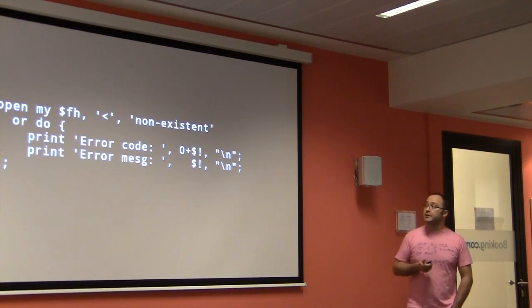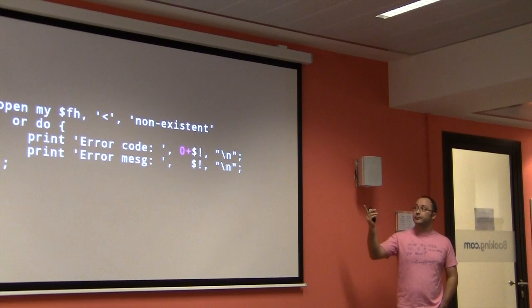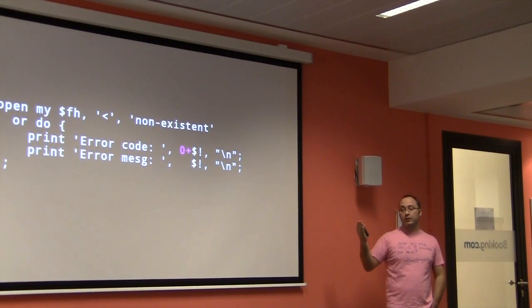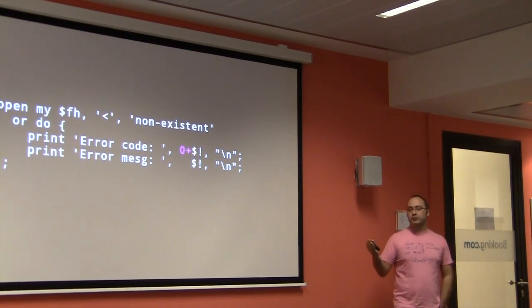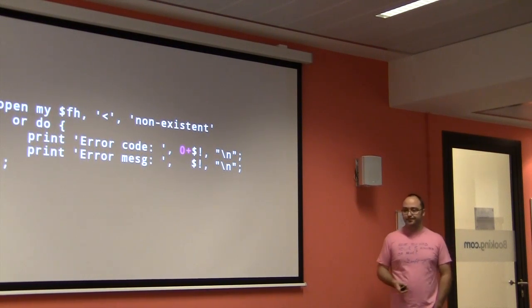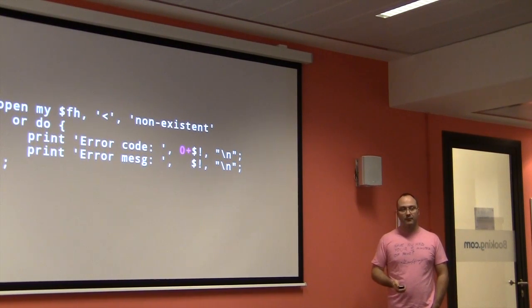This is another usage with a magical variable, dollar bang, which is a dualvar. So when you want to get to the numeric side, you use 0 plus Venus, and when you want to get the string, you just use it as it is. It's not actually a dualvar. Whatever.